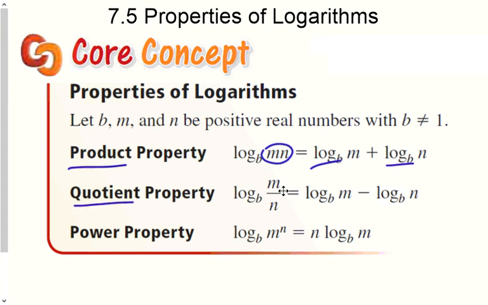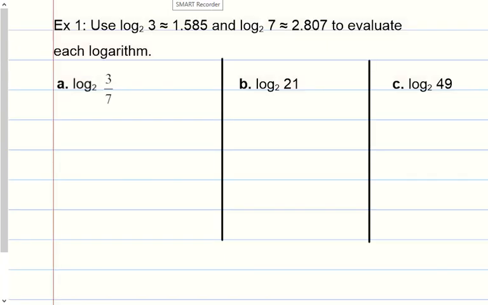With the quotient property, if I'm dividing inside that log, then I can separate each one into their own log and subtract. With the power property, if I have log base b of m to the n, that n in the exponent will come out front. And now it's n times log base b of m. So let's go and put some of this to use with example 1.